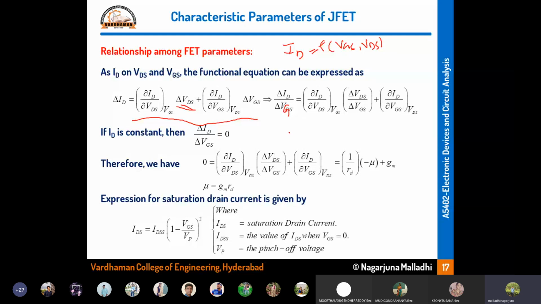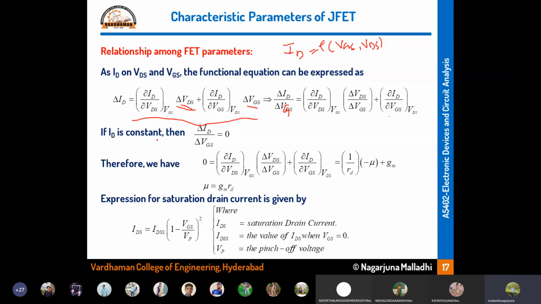If you take VGS as common, delta ID by delta VGS, so that you can write it from this term, you are taking the common. So ∂ID/∂VGS is a single parameter. Then ∂ID/∂VDS into delta VDS by delta VGS.